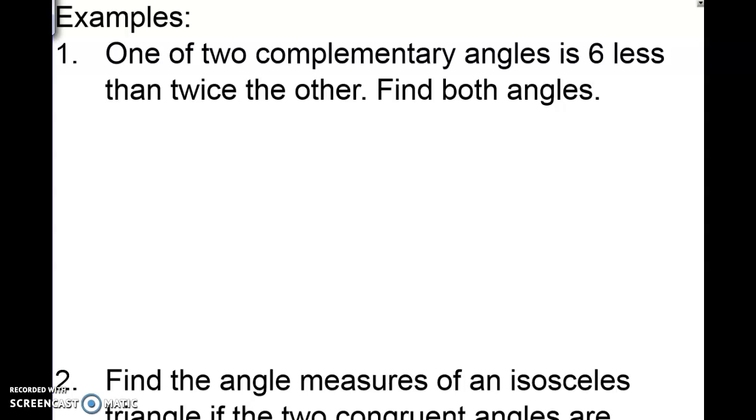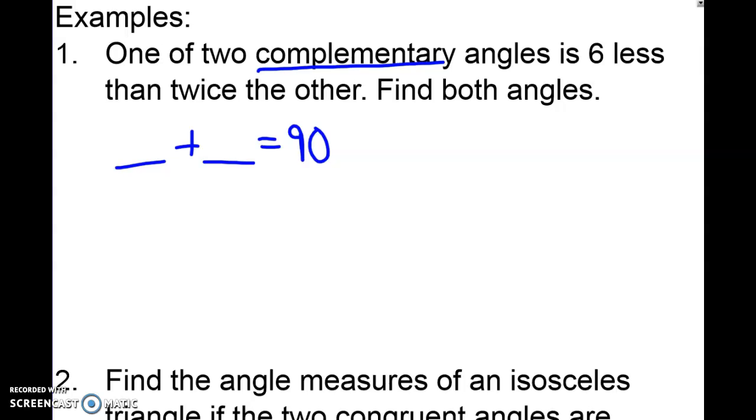Okay, so one of two complementary angles is 6 less than twice the other. Find both angles. This is a number riddle that's in the context of geometry. I see the word complementary, so I'm going one angle plus another angle equals 90. And then one angle is 6 less than twice the other.